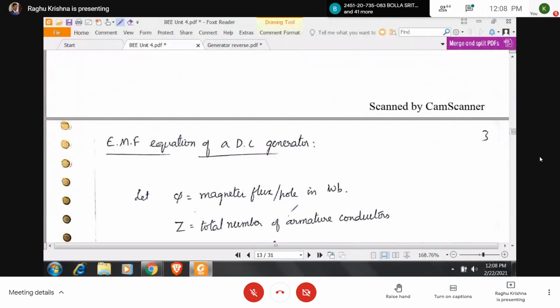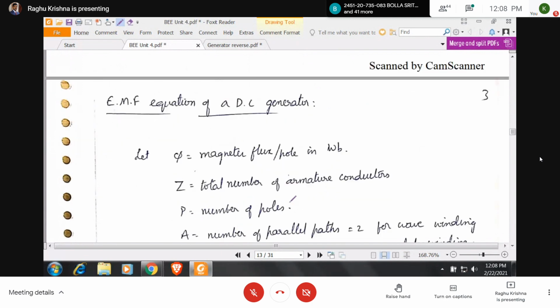Next, coming to the EMF equation of a DC generator. This is very important for the exam. The generator will be producing the EMF, which is a DC voltage, because a DC generator produces DC voltage, and we are going to find the expression for it.